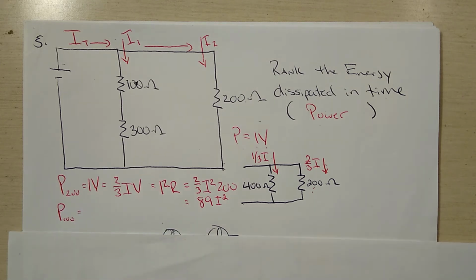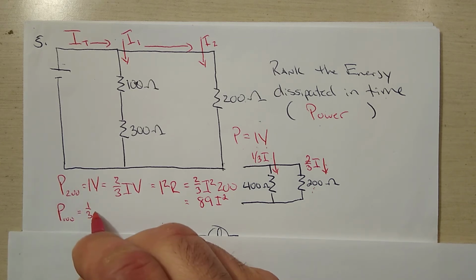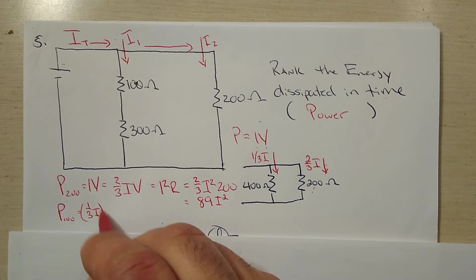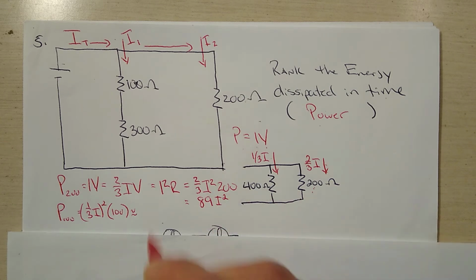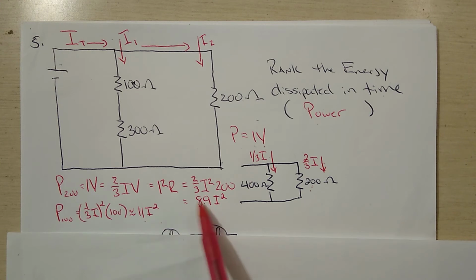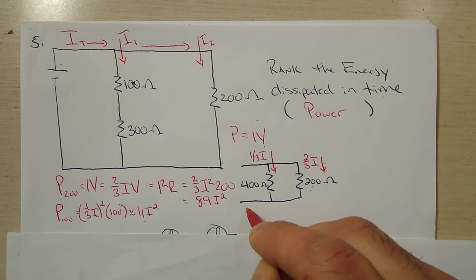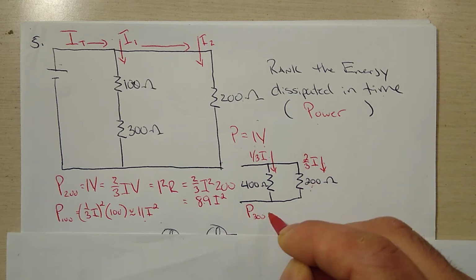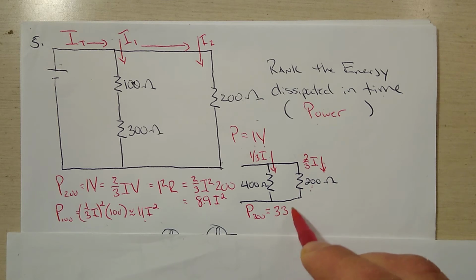All right, now let's compare that to the 100 ohm resistor. And I'm just going to use the I squared R. And I know that the value of I going through that 100 ohm resistor is going to be 1/3 I. And of course, we need to square that and multiply that by the resistor's value of 100. And this comes out to be about 11 I squared. All right, so now we can compare these two. And lastly, we just need to compare the power in the 300 ohm resistor. And we can see that it's just going to be 3 times what this value is. So it's going to be about 33 I squared.